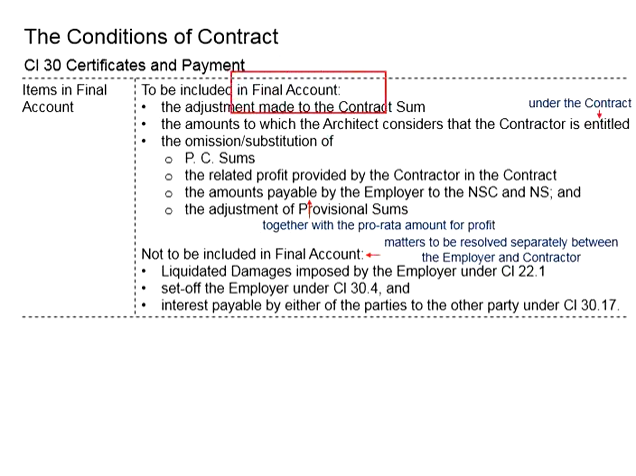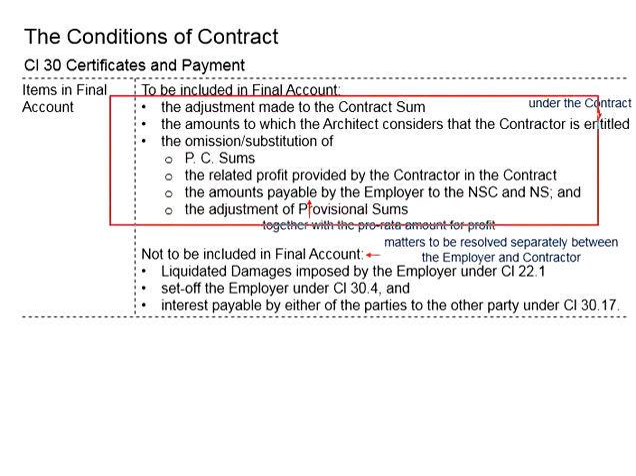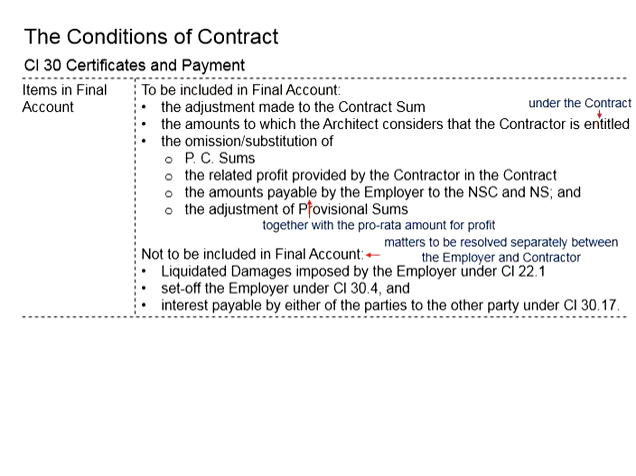Now, these are the items to be included in the final account: the adjustments made to the contract sum, the amount to which the architect considers that the contractor is entitled, the omissions and substitutions of the prime cost sum and the related profit provided by the contractor in the contract, the amount payable by the employer to the nominated subcontractor and nominated supplier, as well as the adjustments of the provisional sum.